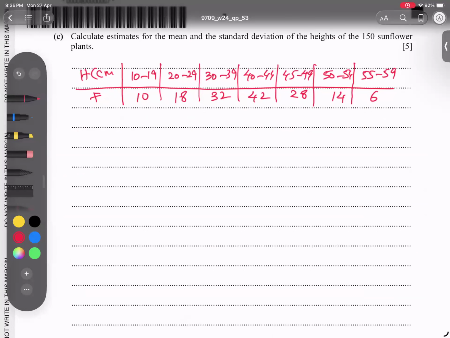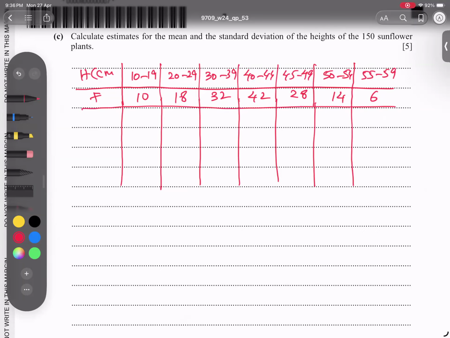Now what to do, students? We have to extend these lines because we need some values. Maybe we can do it directly, no problem, but at least we need some values. What important values do we need? The first important value is x, called the mid-class. Second is fx, and next is fx square, because we are looking for deviation as well.